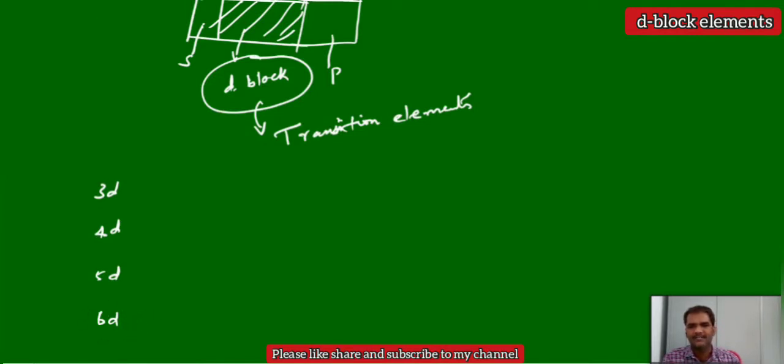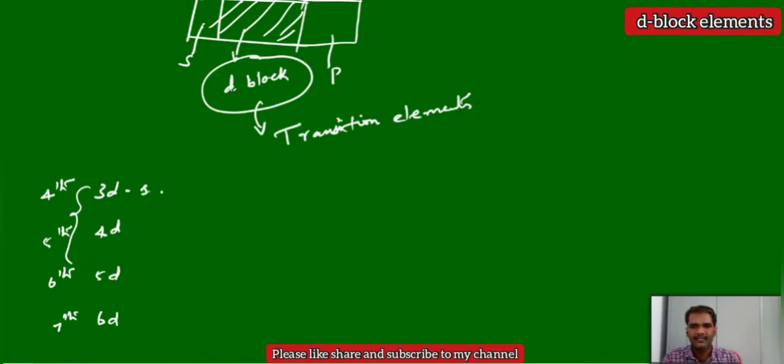But the chemistry of 6d elements is not well known so far, so we will not worry much about the 6d. So mainly our focus is 3d, 4d, and 5d. The 3d series starts from the 4th period onwards, the 4d series is present in the 5th period, the 5d series you can see in the 6th period, and the 6d series in the 7th period.